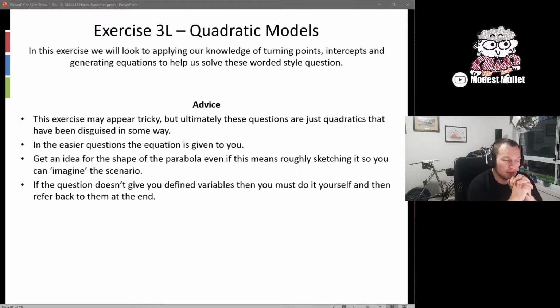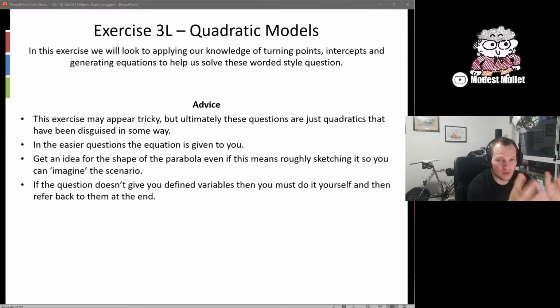Hello, this video will look at quadratic models, or applications of quadratic models. As it says here, in this exercise we'll look at applying our knowledge of turning points, intercepts and generating equations to help us solve worded style problems or real life problems. These generally feel tricky or confusing.